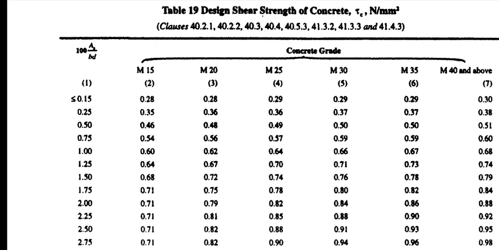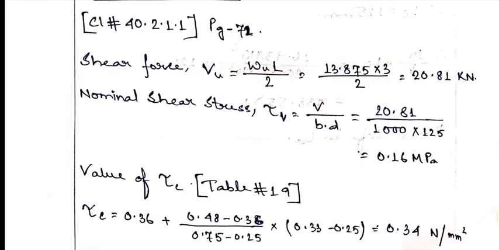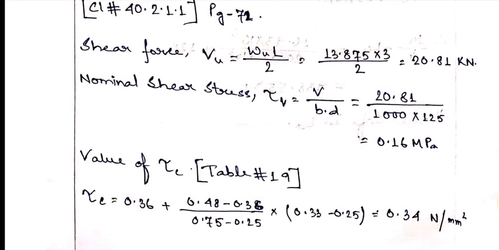Let's go to the notes. Now look, the value of tau C from Table number 19, as you see, we have to interpolate. So the value of tau C is 0.36 plus (0.48 minus 0.36) by (0.5, not 0.75, mistakenly written here. When you note this down, you should write it in your notebook correctly) this will be not 0.75, this will be 0.5 minus 0.25, into (0.33 minus 0.25), that equals 0.34 Newton per millimeter square or MPa.